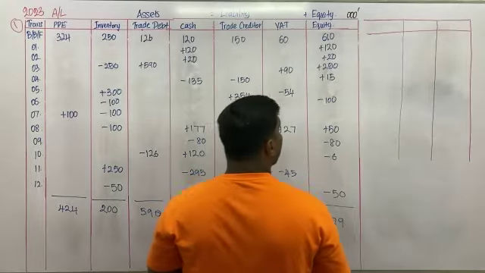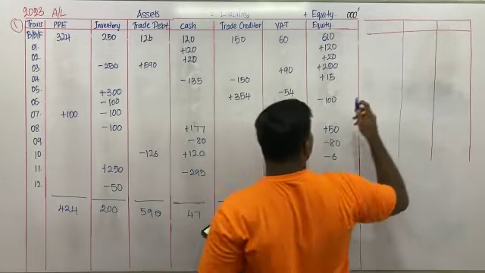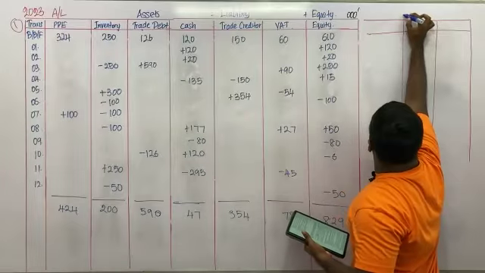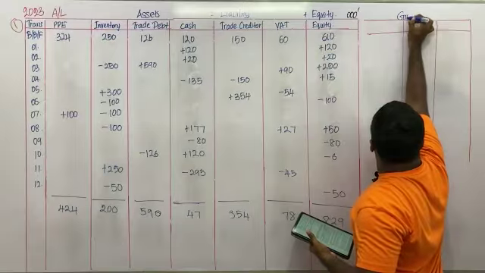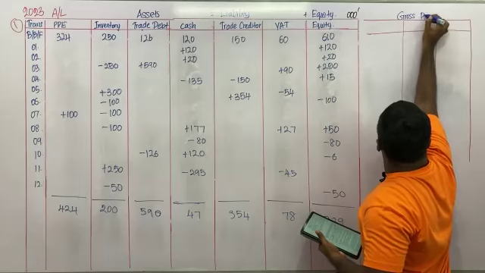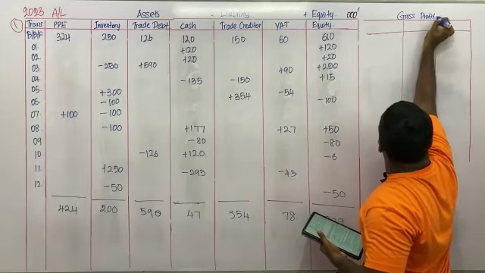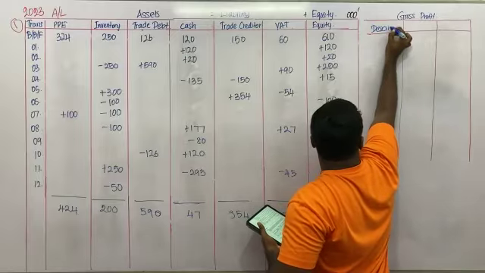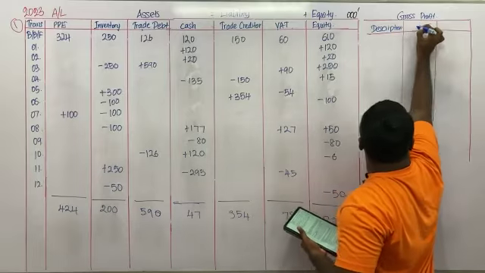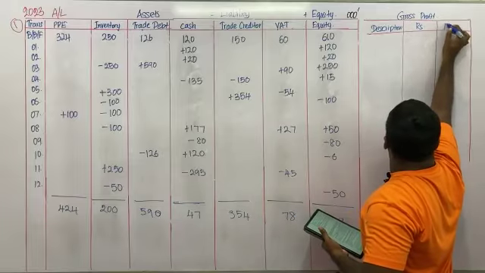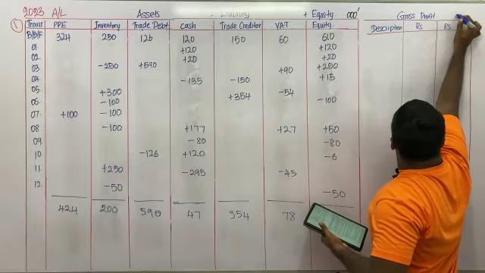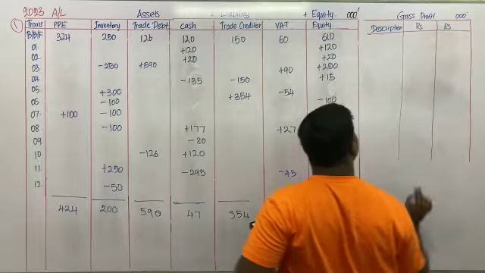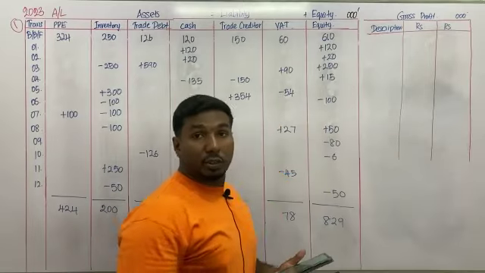So they are asking to calculate the gross profit. So gross profit, this is description, rupees 30. How to calculate the gross profit?